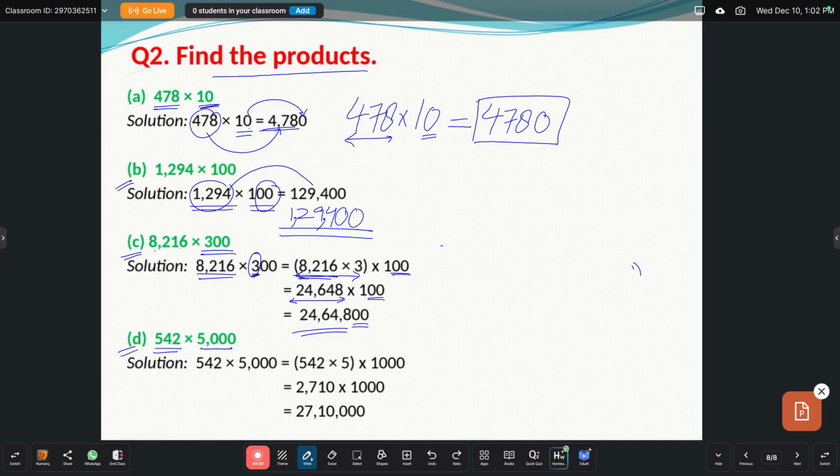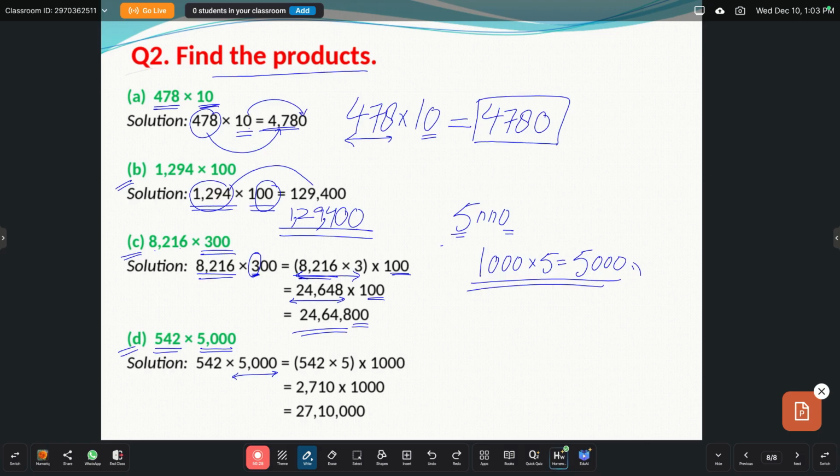That is 542 multiplied by 5,000. As you can see, this 5,000 is the multiple of 1,000. Why? How? 5 multiplied by 1,000. When I multiply this 1,000 by 5, what will be the answer? The answer will be 5,000. So 5,000 is the multiple of 1,000.